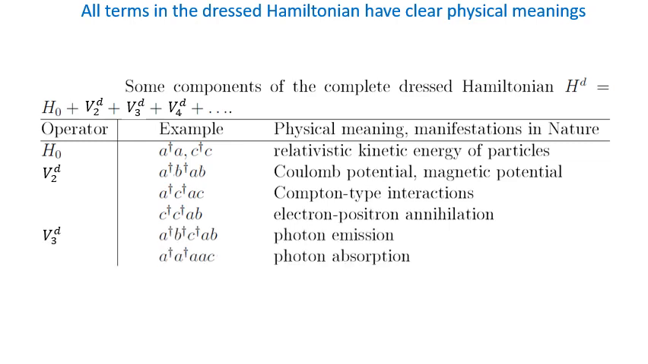In the third order, the term A dagger B dagger C dagger AB destroys an electron and a positron and then creates this pair of particles back plus a photon. This interaction should be able to describe photon emission in electron-positron collisions, as well as the spontaneous radiative transition in the positronium. A dagger A A C tells us how a photon can be absorbed in electron-electron collisions.